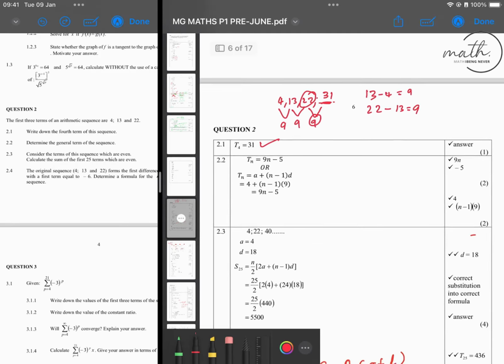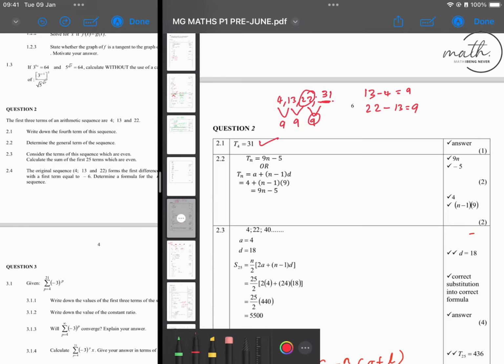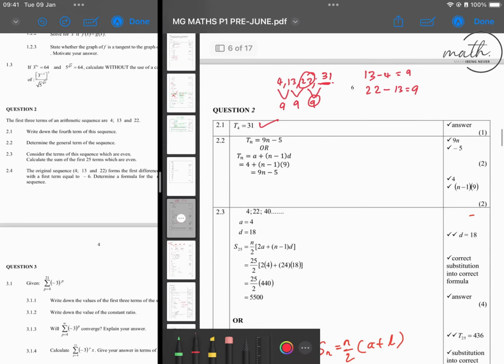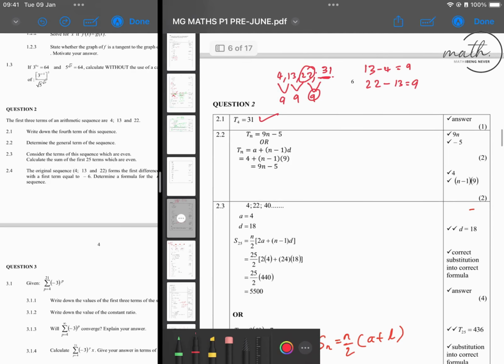Even if you don't show the way you got it, you're still going to get the mark for the answer. But to avoid mistakes, just show the whole process. 2.2, it says, determine the general term of the sequence, that is Tn. You can write the answer only, and you're going to get your marks for those.